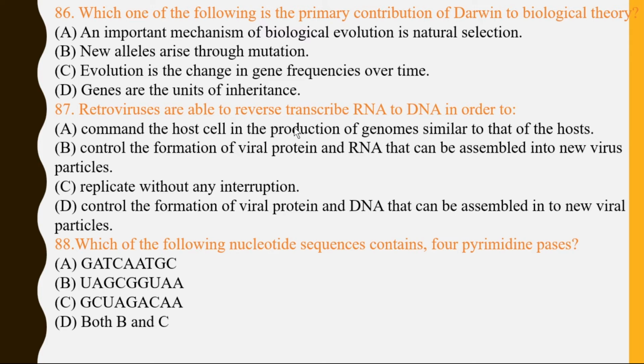Retrovirus are able to reverse transcribe RNA to DNA in order to: A, command the host cell in the production of genome similar to that of the host; B, control the formation of viral protein and RNA that can be assembled into new virus particles; C, replicate without any interruption; D, control the formation of viral protein and DNA that can be assembled into new viral particles.